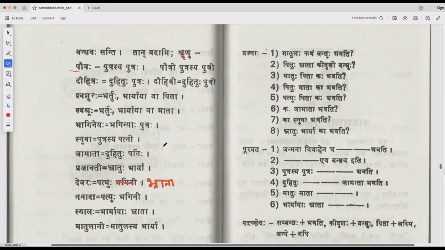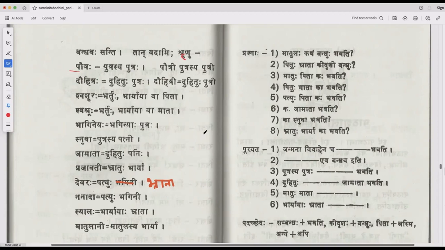Dauhitran, Pautran, ennudaiya putri aga. Iva innarudaiya dauhitran. Appadina dauhitri eduvaadu. Dauhitri, duhituh putri, daughter's daughter. Yes.